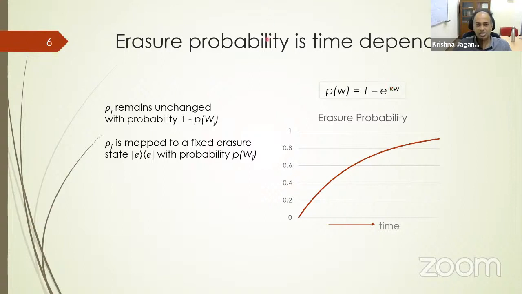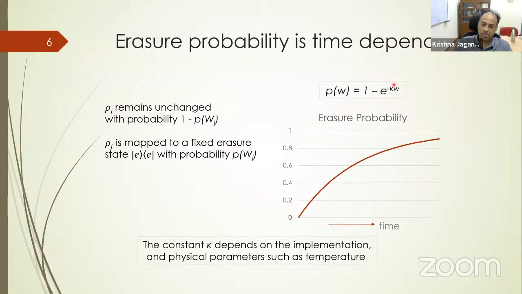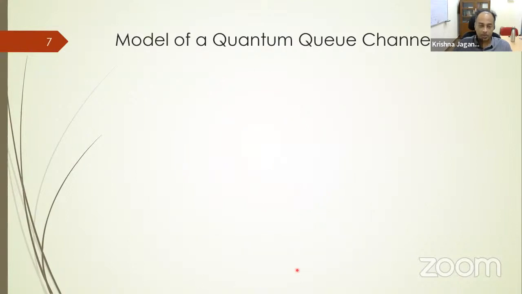So erasure probability is time dependent. By time dependent, I mean waiting time dependent. Rho j is the jth qubit, let us say, which waits for wj amount of time. The probability of erasure is modeled as an explicit function of that waiting time wj, p of wj. And the constant kappa, if you are looking at this kind of exponential decoherence, is the inverse time constant. It depends on the technology of implementation, whether you are using NV centers or superconducting qubits, and other physical parameters such as temperature.